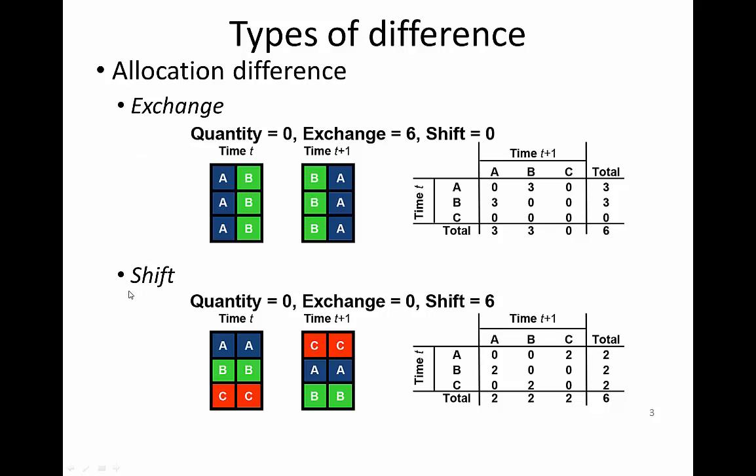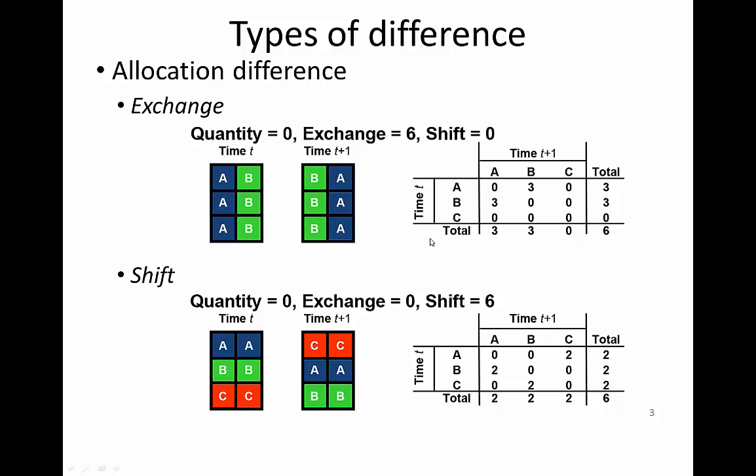We can see in these figures a graphic representation of the types of difference between the map at time t and the map at time t plus 1. In this example, we have three categories, A, B, and C. First, let's notice that in these examples, there is no quantity difference. For each category, the values in the total row and total column are identical. But the allocation of the categories is less than maximum.